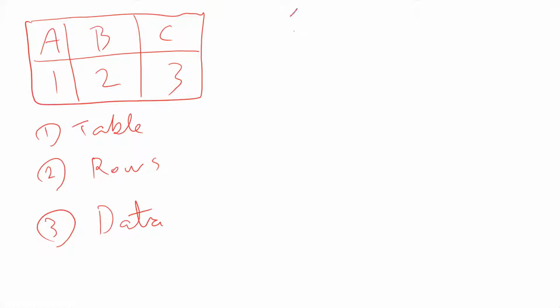So I'm going to implement table. Just remember, how many tables do we have? We have only just one. So I would use the table tag just once. All good?